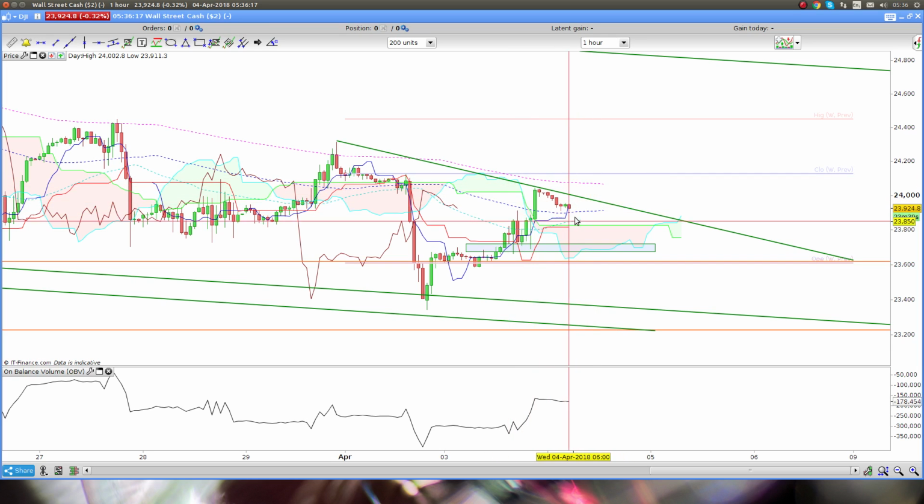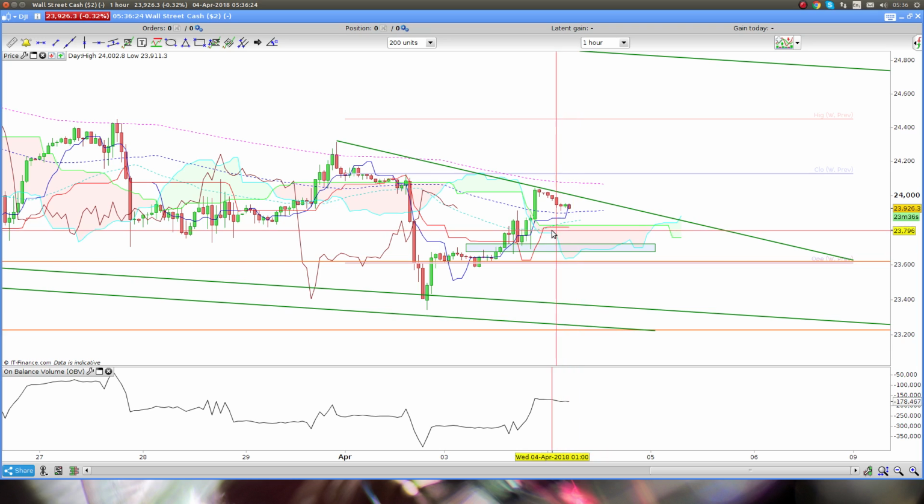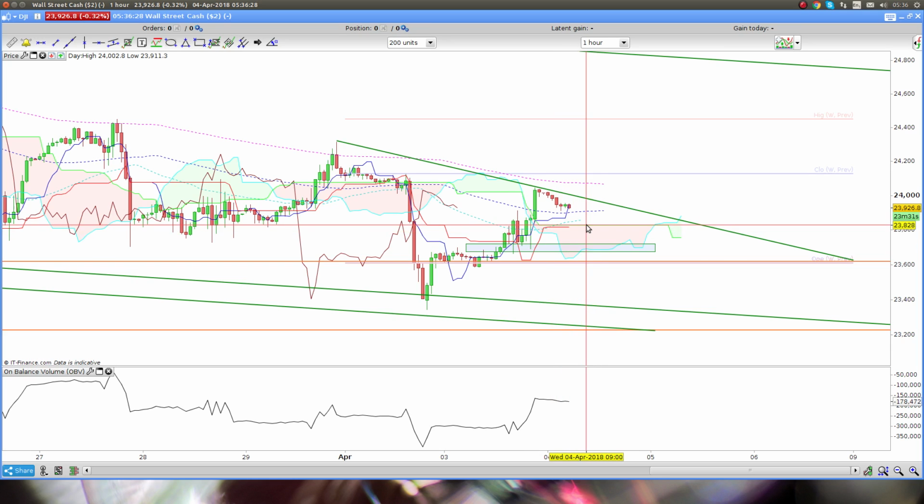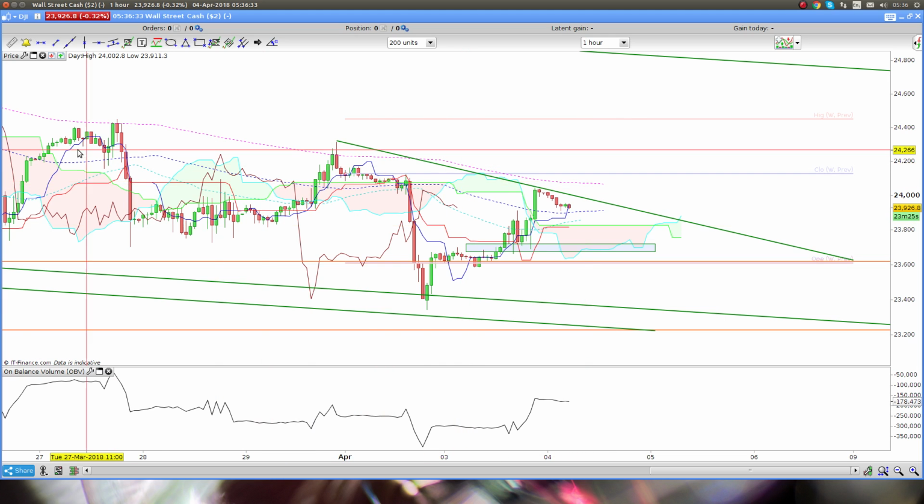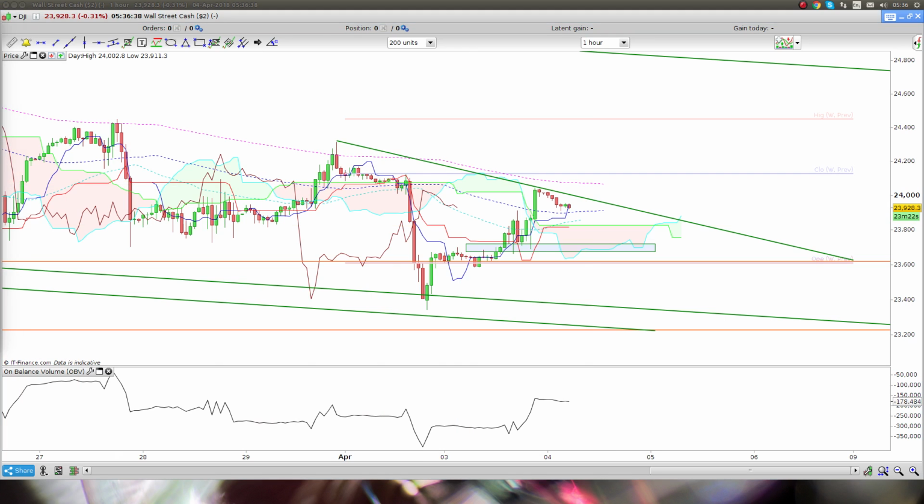So yeah, I'd watch this. I'd expect us to come back into the cloud, maybe even find some support on the top of the cloud. That could also be interesting, and then watch it from there. Okay, and I think the last one is the DAX.